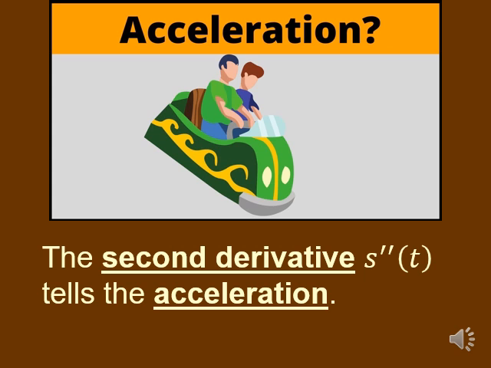In these problems, the second derivative will give you the acceleration. That's because acceleration is a change in the velocity. And change you always find by doing the derivative. So we do the derivative of the velocity, or the derivative of the derivative. That's the second derivative, and it gives you acceleration.